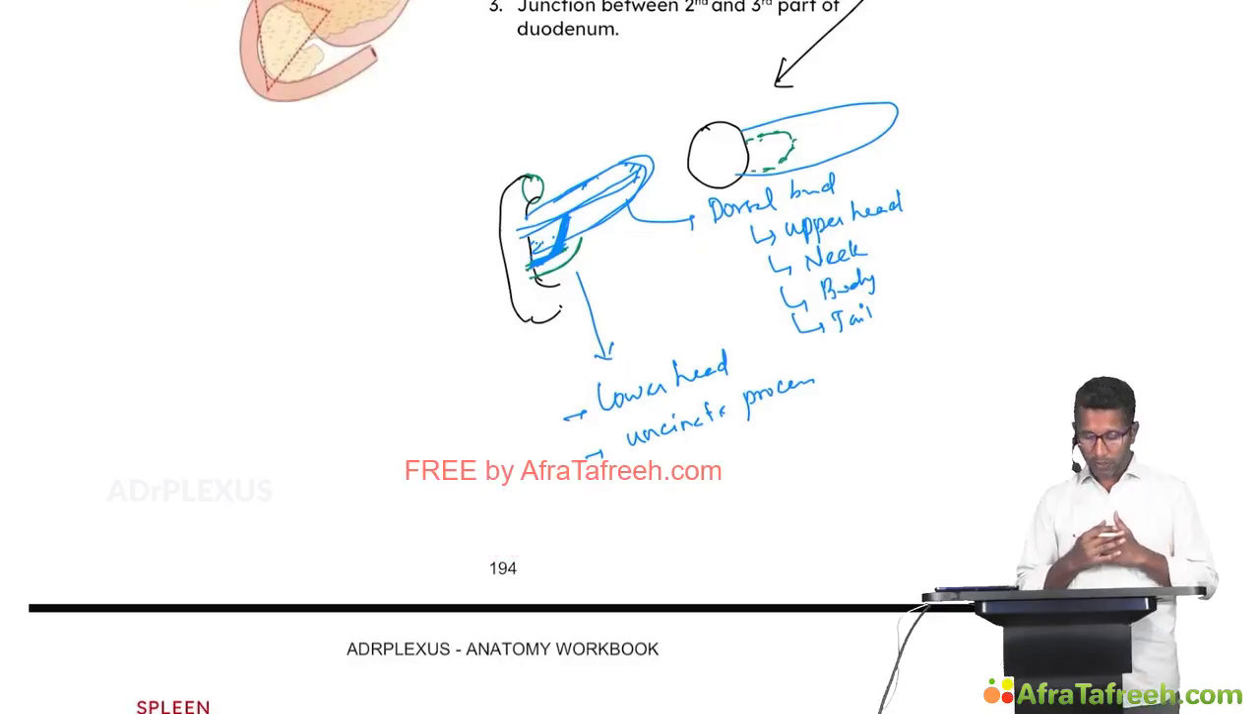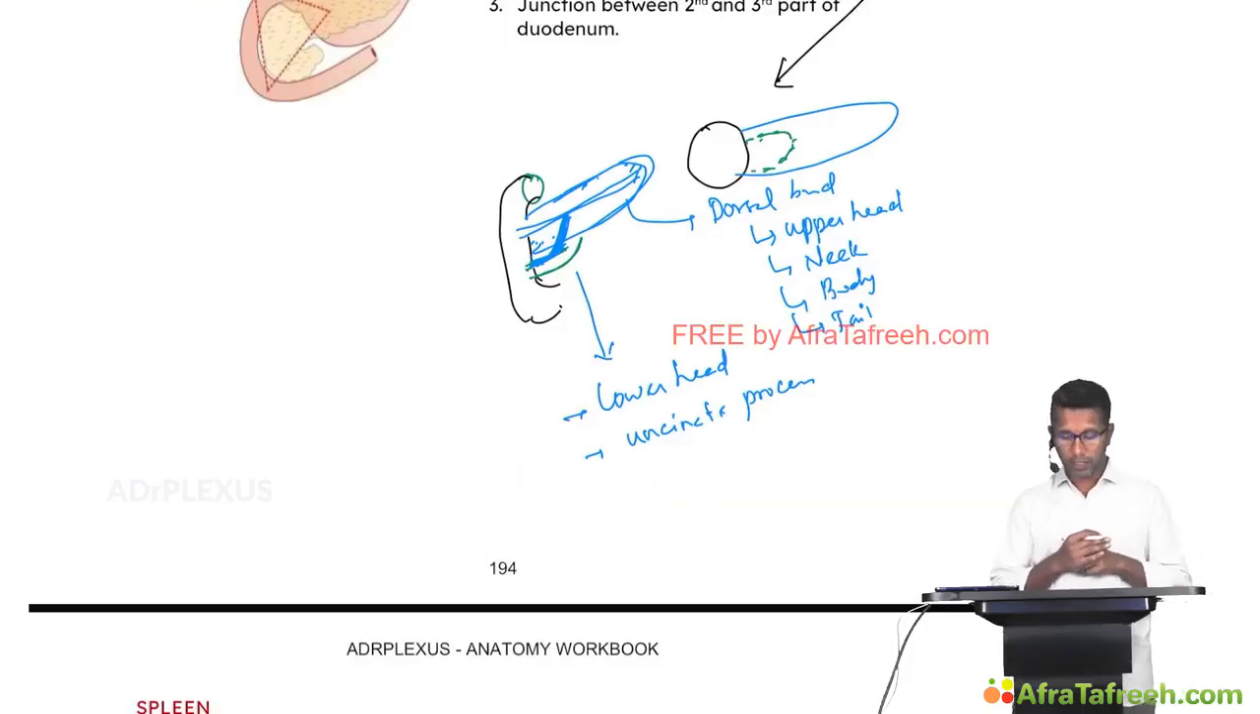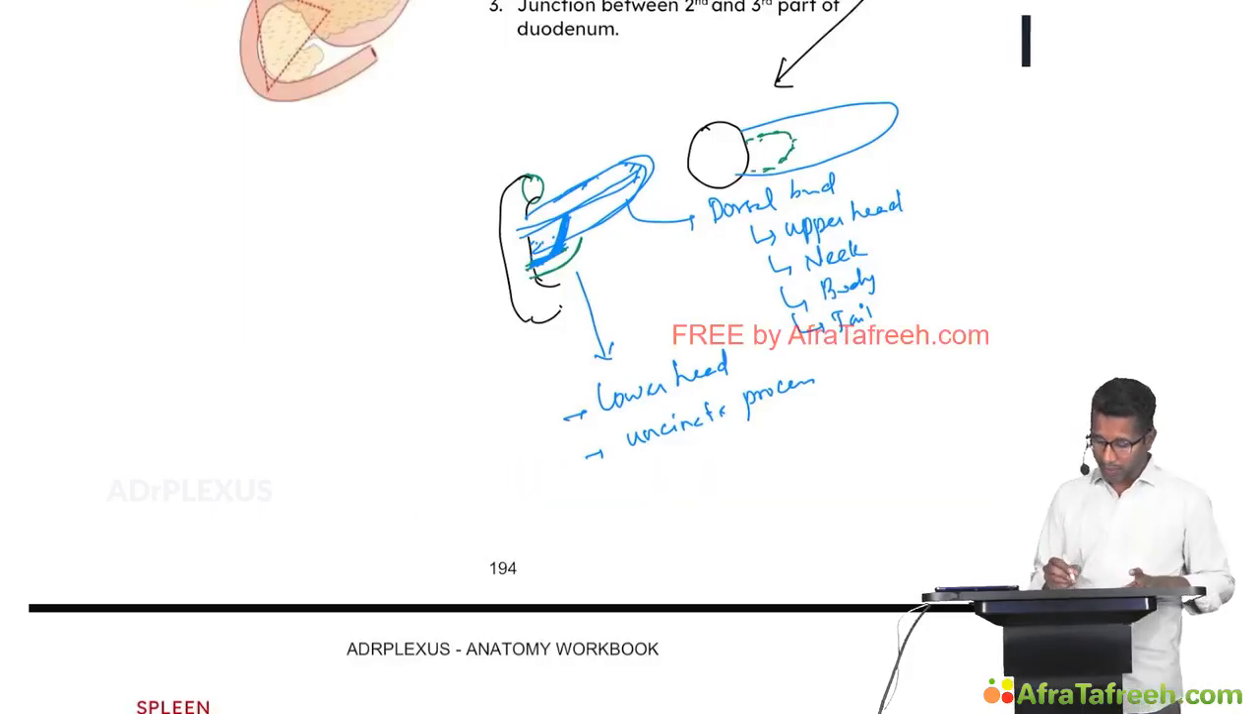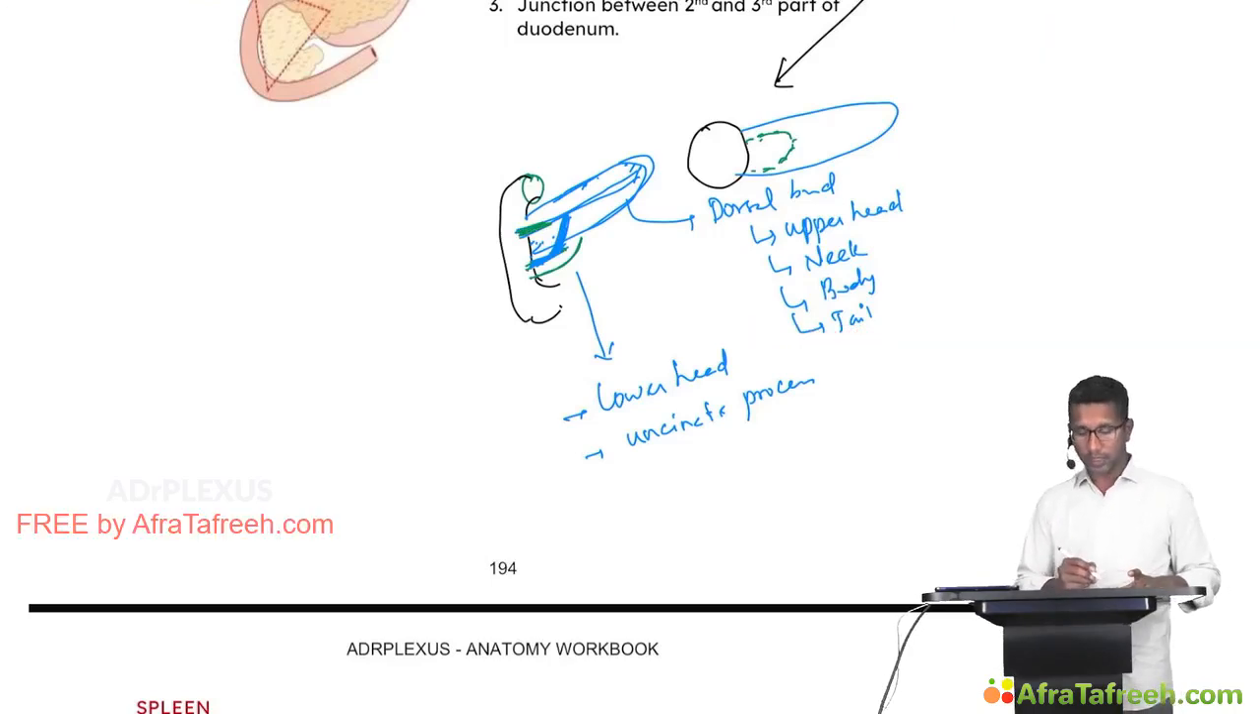Initially the dorsal bud was opening above and the ventral bud was opening below, but in due course of development, the duct of the dorsal part fuses with the duct of the ventral bud, and they form the main pancreatic duct. The part which is left here becomes the accessory pancreatic duct.